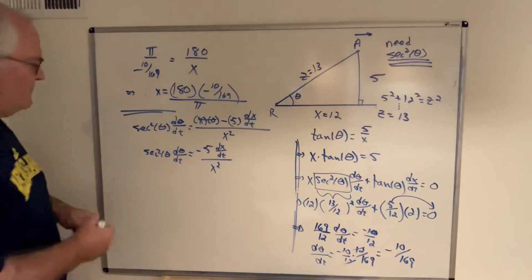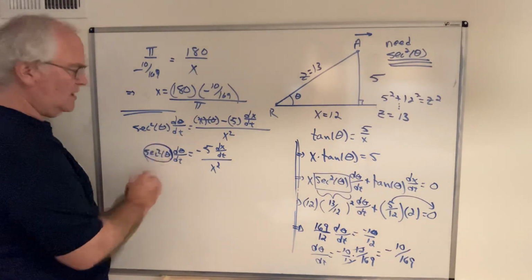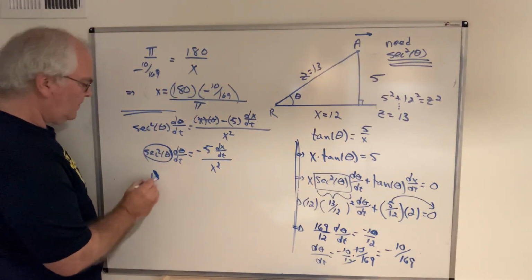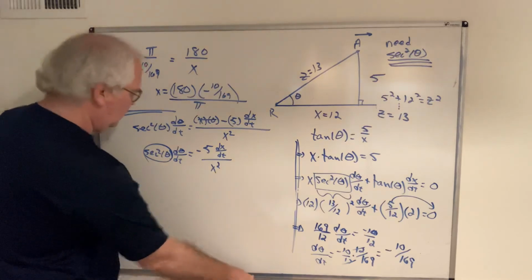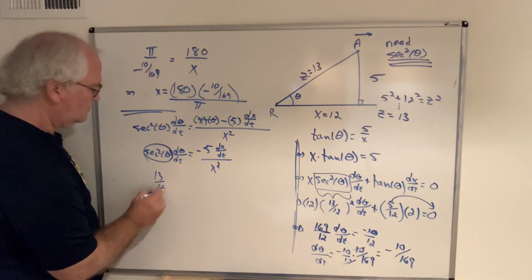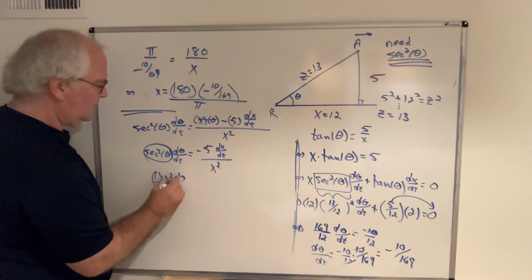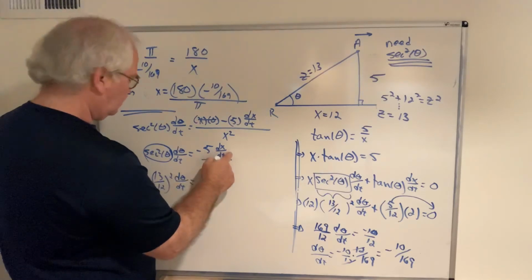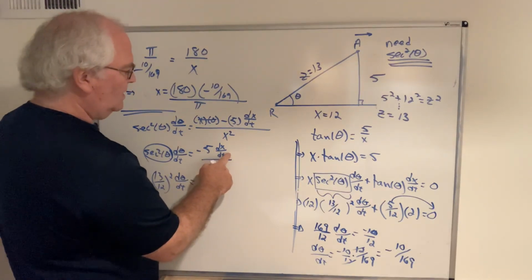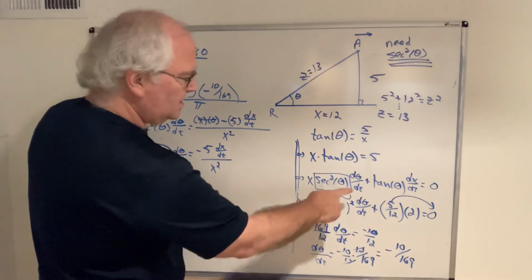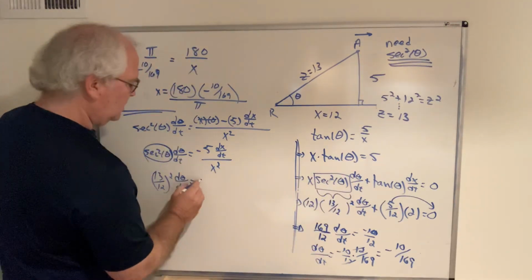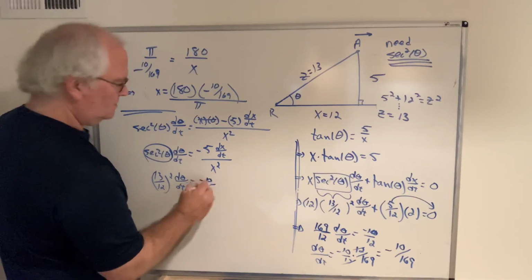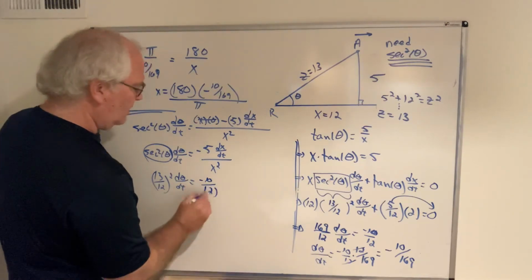In fact, we should go ahead and do that. We already have secant squared of theta. We've already computed it once. It hasn't changed. So that's 13 over 12 quantity squared, times dθ/dt is equal to, this is negative 5 times dx/dt. dx/dt we said was 2. So this is negative 10 over x, which was given to be 12. So let's make that 12 squared.